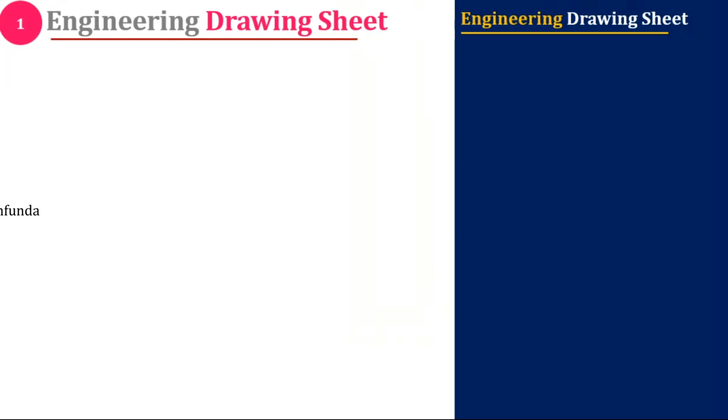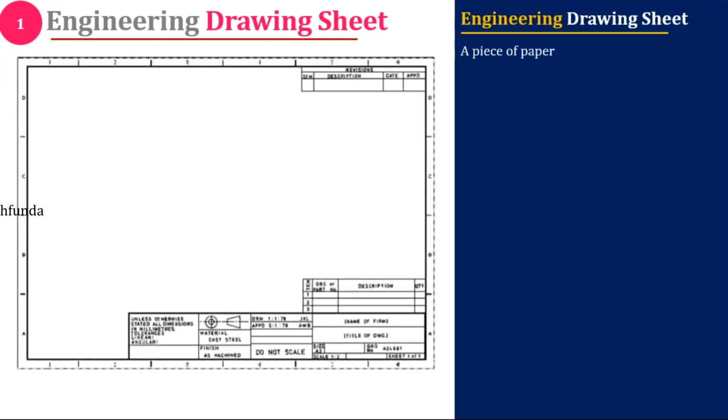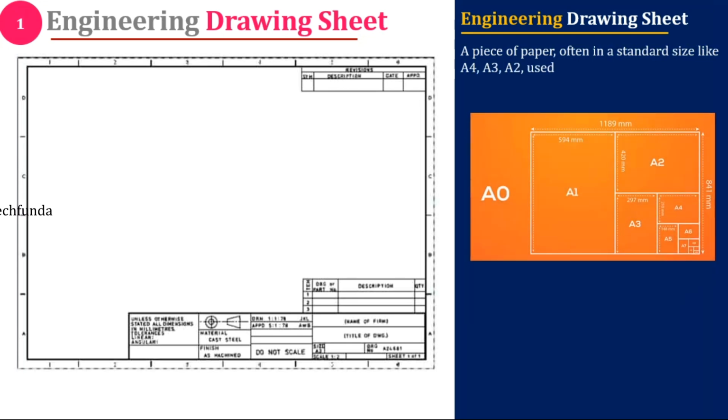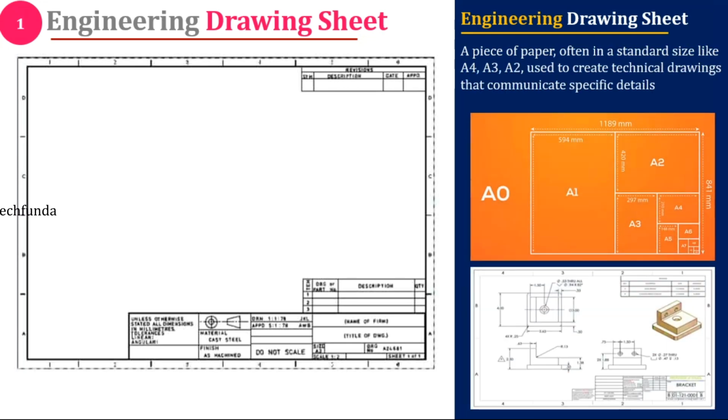Engineering drawing sheet. An engineering drawing sheet is the base for all technical communication. It follows international standards such as ISO and BIS to maintain uniformity. Sheets come in different sizes like A0, A1, A2, A3, and A4, where A0 is the largest and A4 is commonly used for small parts. Borders, margins, title blocks, and scaling are predefined to avoid confusion between engineers and manufacturers.